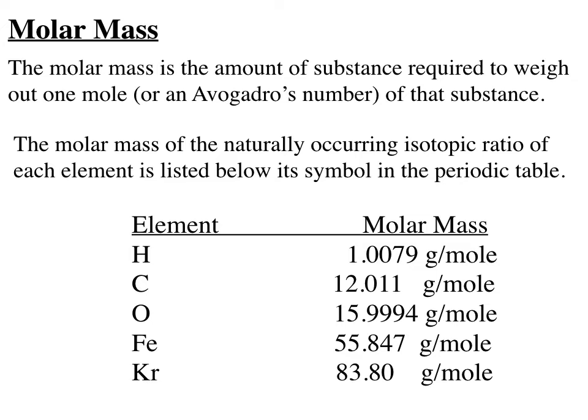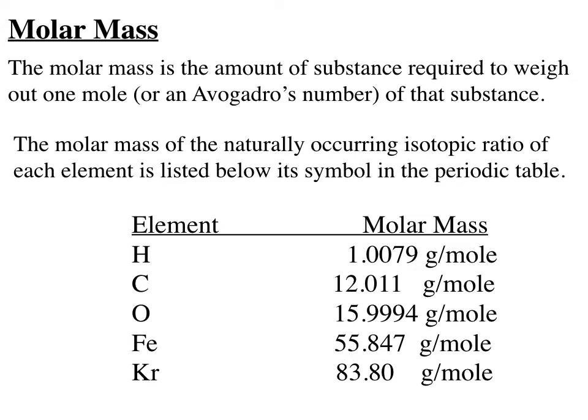So what chemists use is the molar mass of a sample. Now, many people call these atomic weights, but more correctly, we're going to refer to them as molar masses of the various elements.